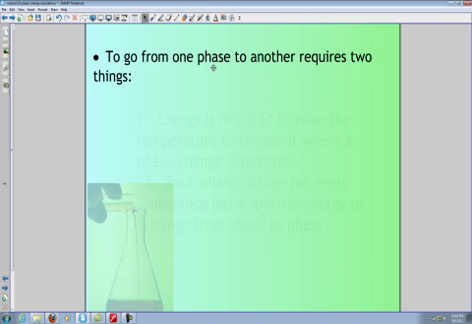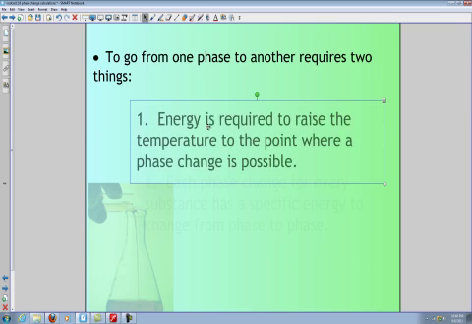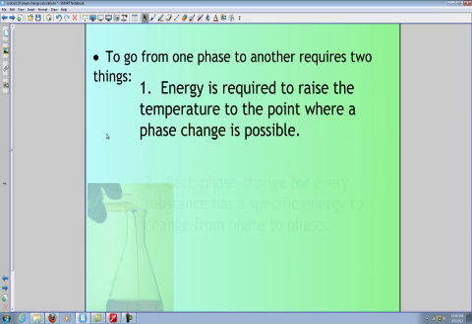So, what does it take to go from one phase to another? Basically, there are two things that are necessary. The first is that we have to have the energy to get the temperature up to the phase change point. Let's say we had an ice cube and we wanted to melt it, and the temperature was negative 20 degrees Celsius. We know that the melting point of ice is 0 degrees Celsius, so we have to put energy in just to get it to go from negative 20 up to 0. That's the first thing. There's an equation that we use for that, and we'll talk about how to do that calculation.